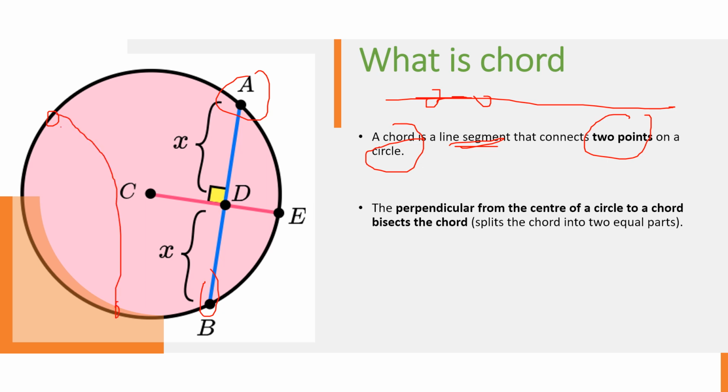It can be a straight line. Okay, it can be a circle. Okay, the chord is a line segment that connects 2 points on a circle. One more important, interesting property of this chord is, okay, we have AB as a chord.